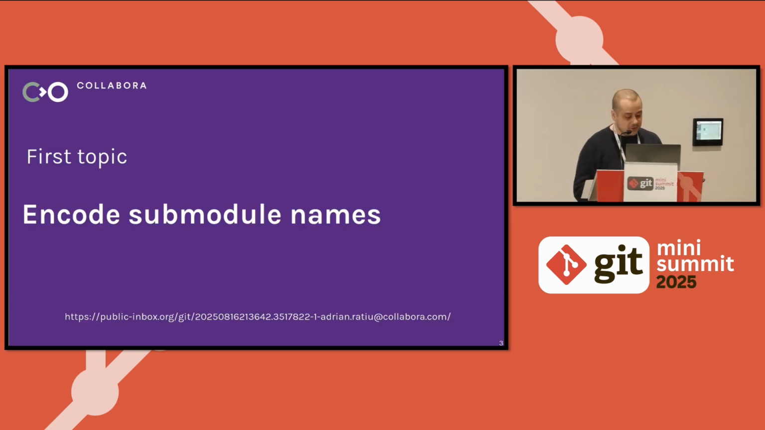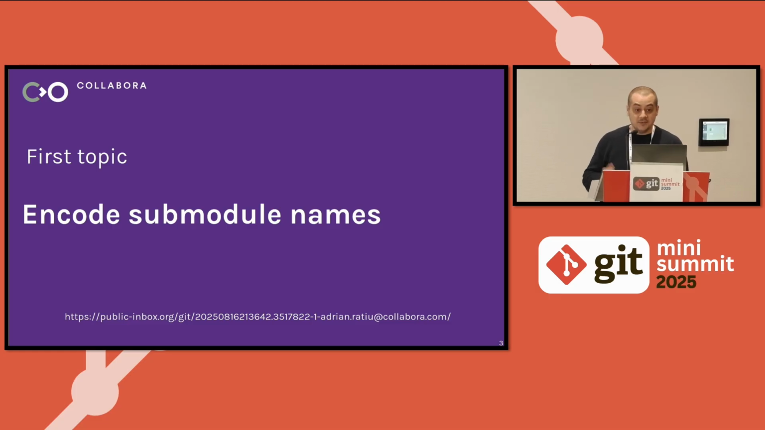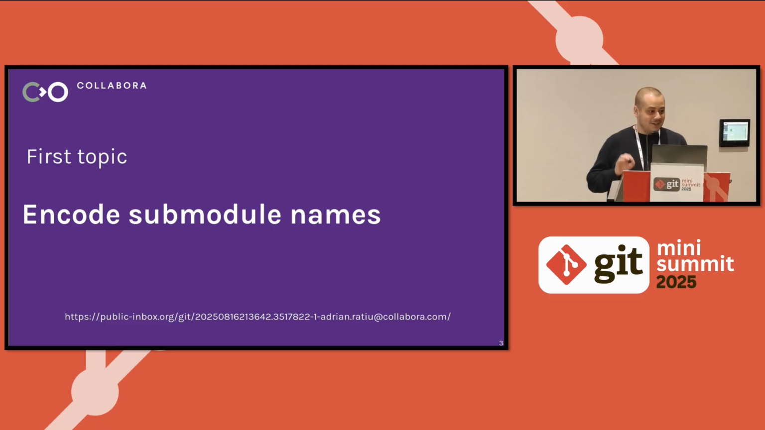Okay, the first topic, encoding Git submodule names. I actually posted version 1 of this series, so you have a link there. You also have a link to the slides at the end. I did manage to break Windows and Mac builds with that patch series, so sorry about that. I'll fix that in version 2.